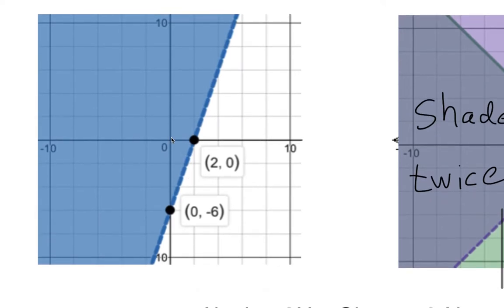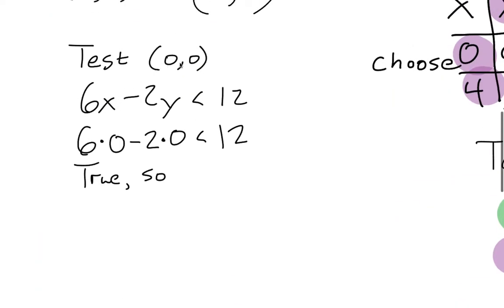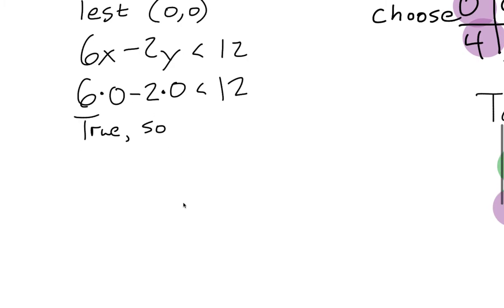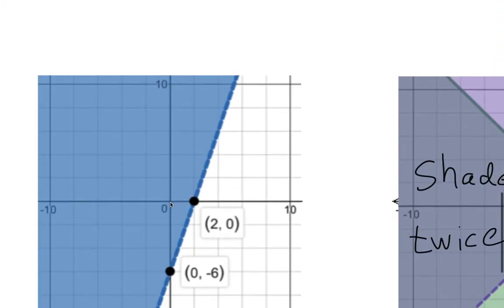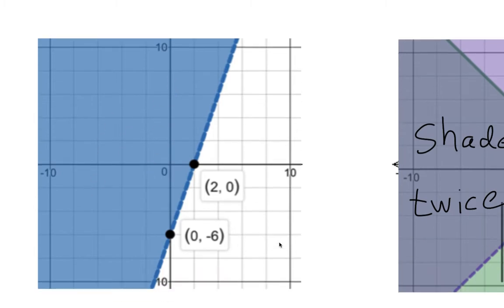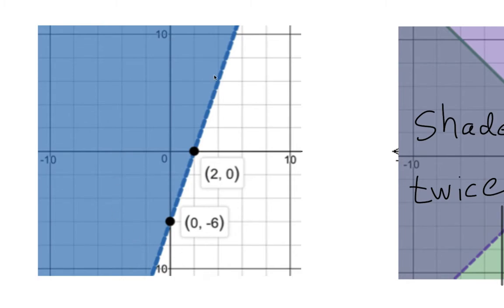So choose this right here, and we see that if you choose (0, 0), when x is 0 and y is 0, you get basically 0 is less than 12. And that's a true statement. So (0, 0) is a solution, and all of its neighbors are going to be solutions. So therefore, you can shade in all of these and not shade in all of these. And that's your answer. This is how you represent a region of solutions.